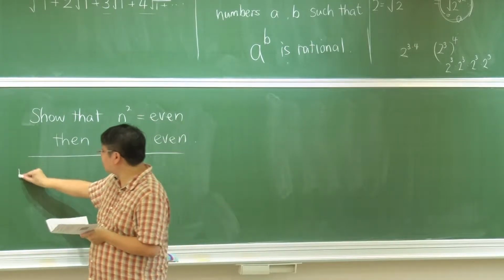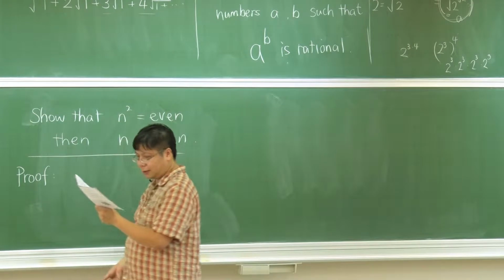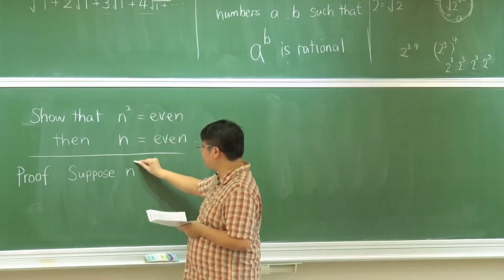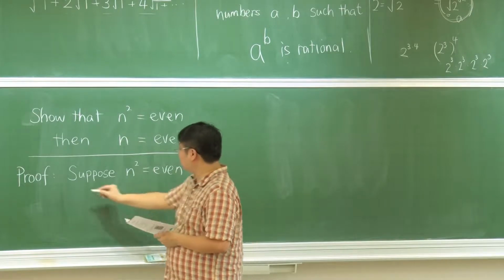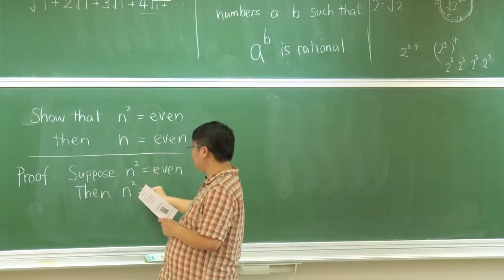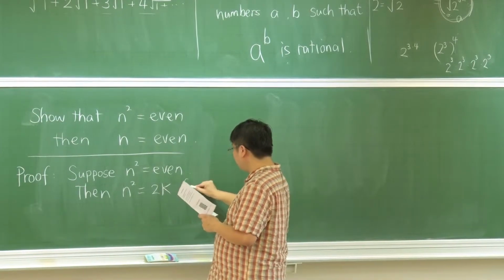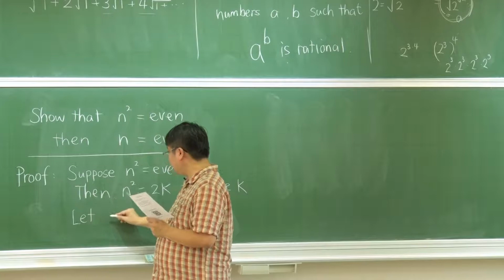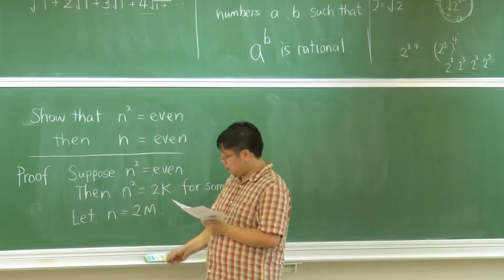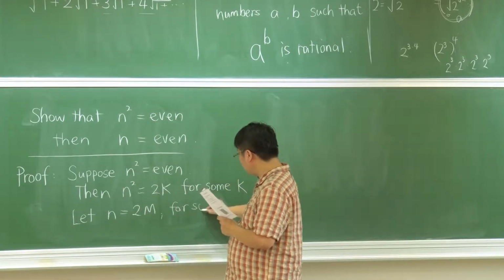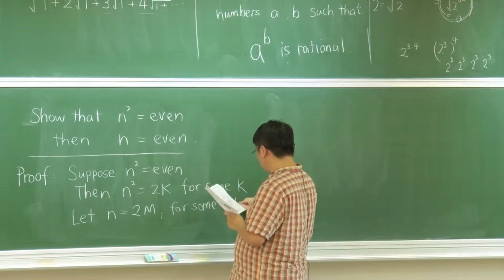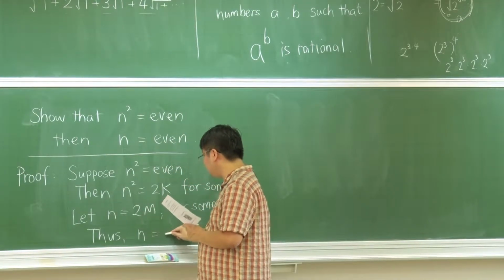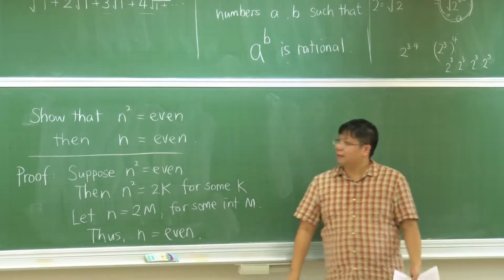So I'll copy the proof. Let's say this is a proof that is made by some other students. So we assume that n squared is even. Then n squared is equal to 2k for some integer k. And then we let n is equal to 2m for some integer m. And finally, thus, n is even. Full stop. You see the proof, right?